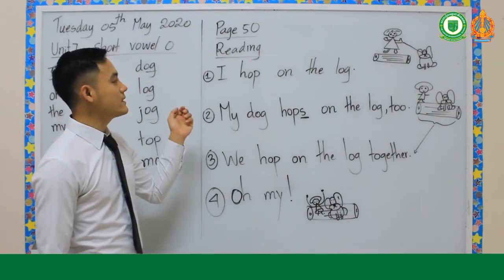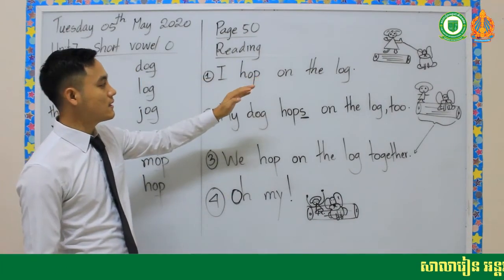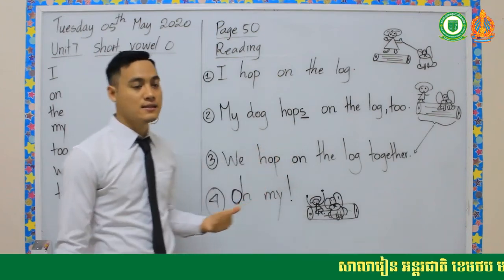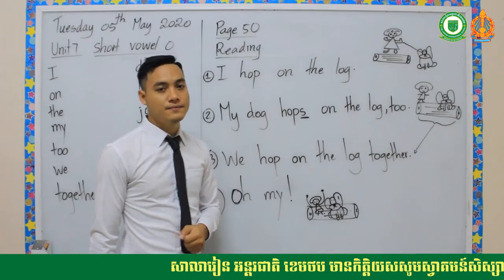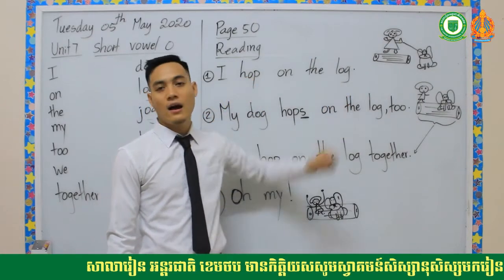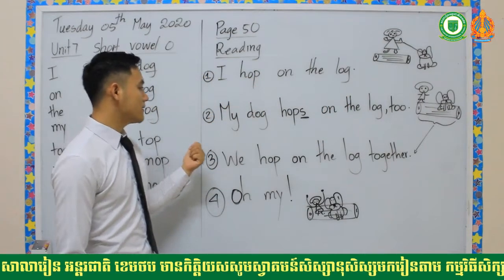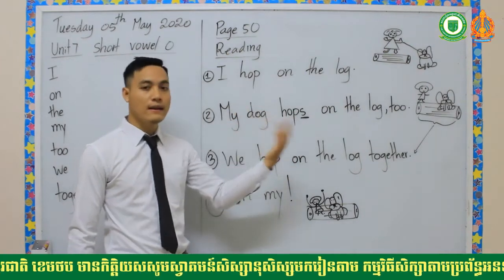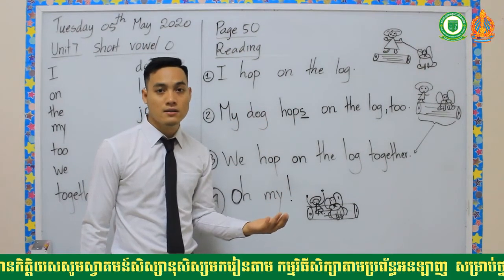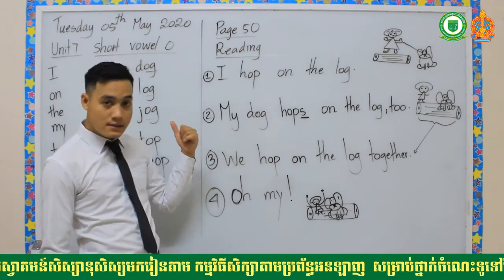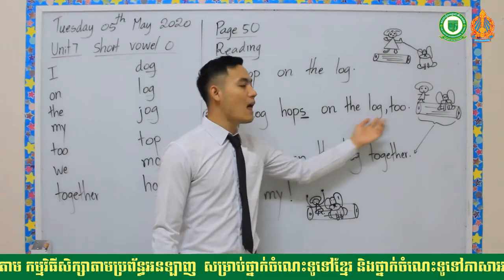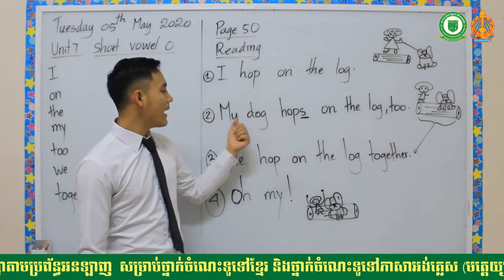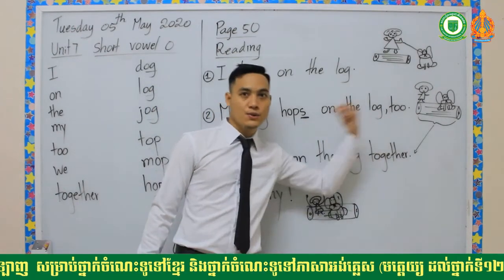Number one is, the girl is hopping on the log, and she said, I hop on the log. And then her dog follows her to do the same. And then she said again, my dog hops on the logs too.